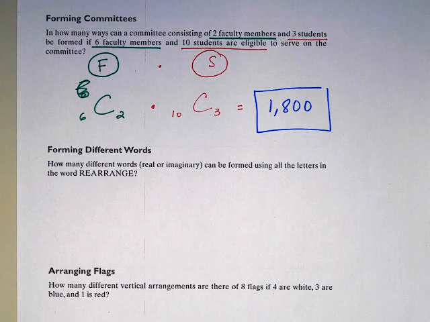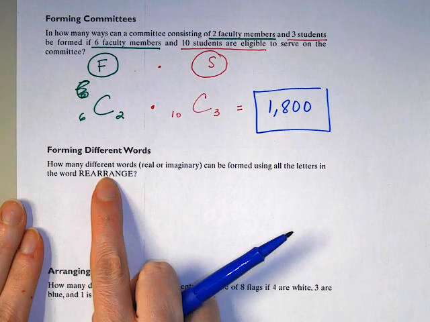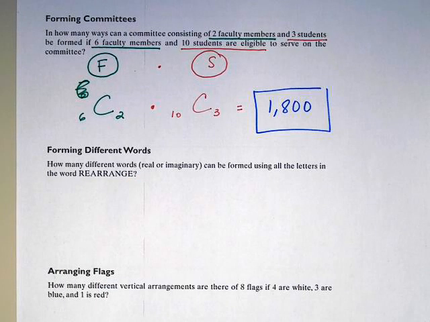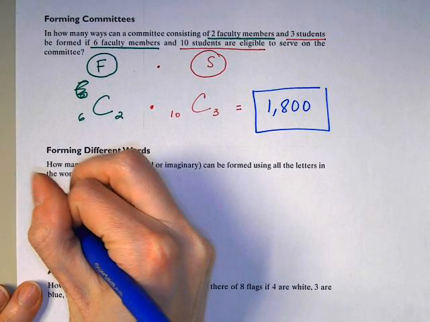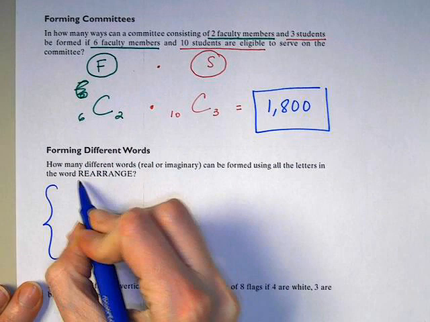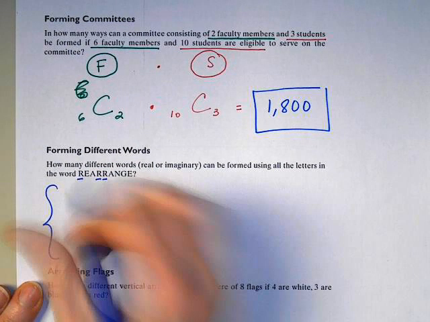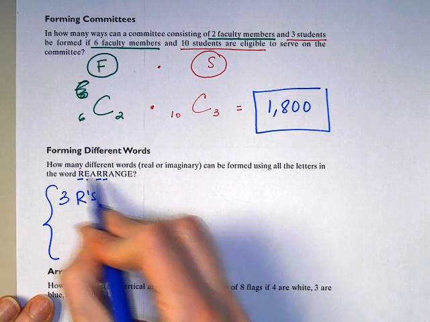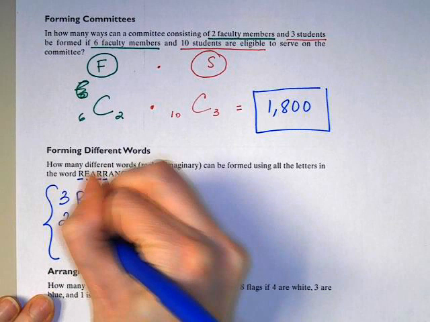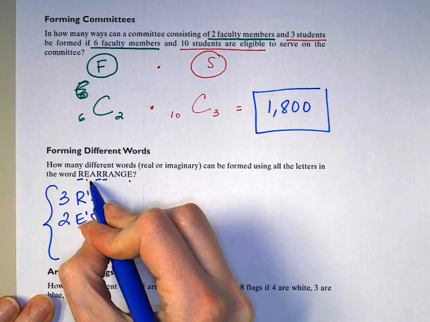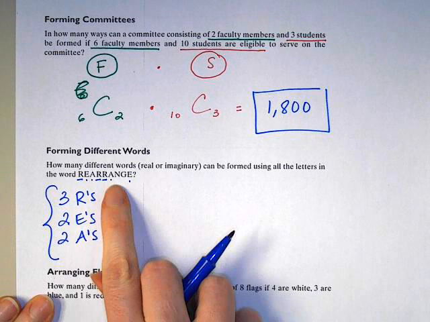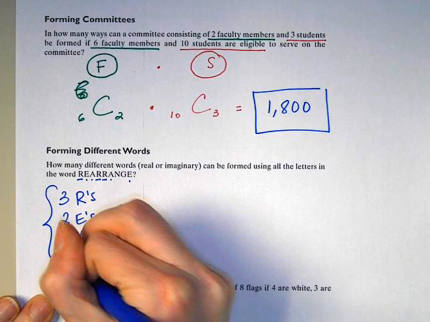Okay, so this one, we have some repeating letters, right? So let's figure out, kind of off to the side a little bit, how many of each letter do we have? So we have 3 R's to choose from, and we have 2 E's to choose from, and we have 2 A's, and then 1 N and 1 G.